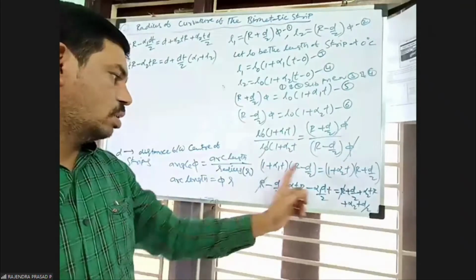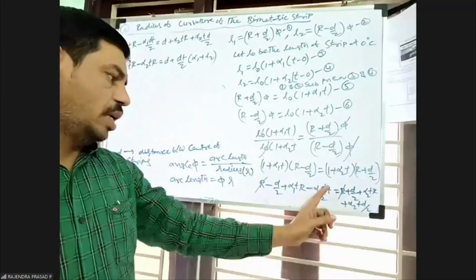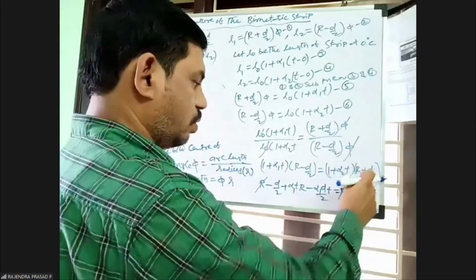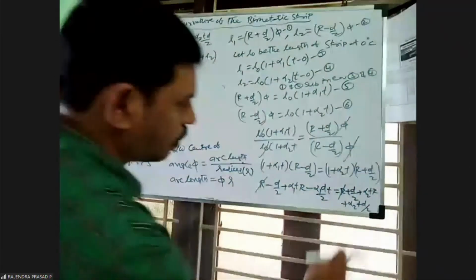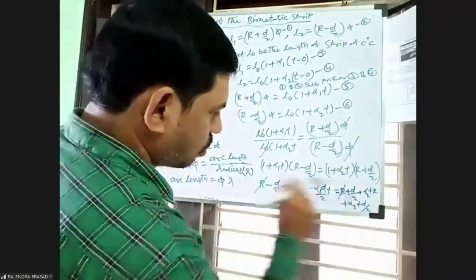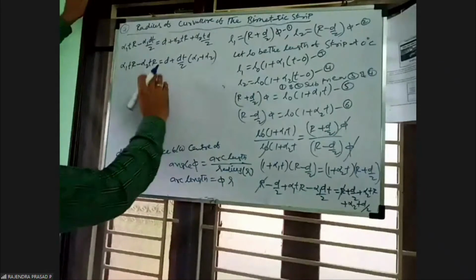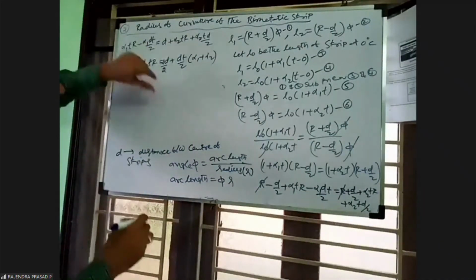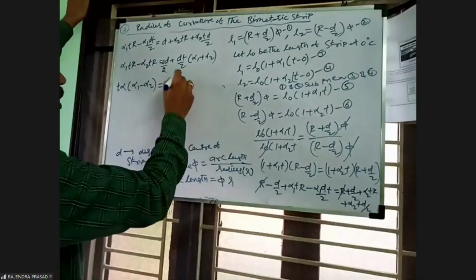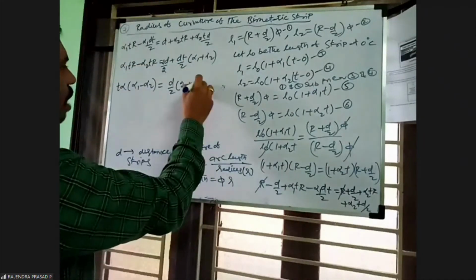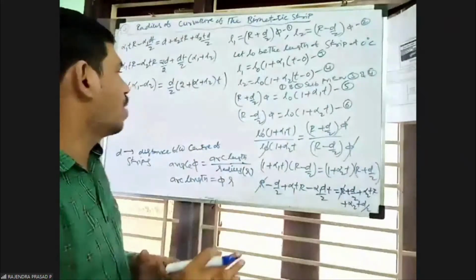So alpha t is common: alpha 1 minus alpha 2 is equal to d by 2 common, into (2 plus (alpha 1 plus alpha 2) into t). This is the value of alpha 1 plus alpha 2.